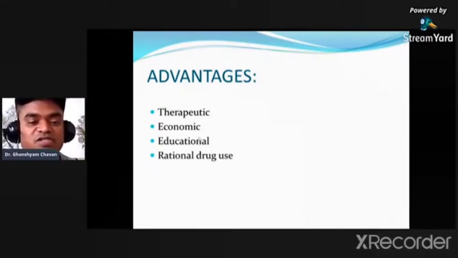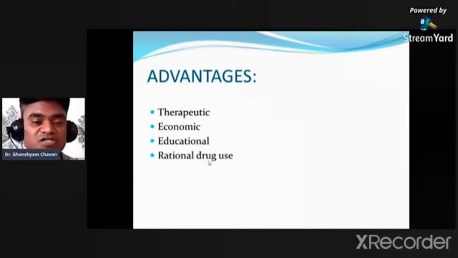So in this fashion, for education purposes also, this formulary has played a great role. After that, rational drug use. This is a very important point. You need to consider it here. Try to understand what I'm telling. Try to understand its importance.